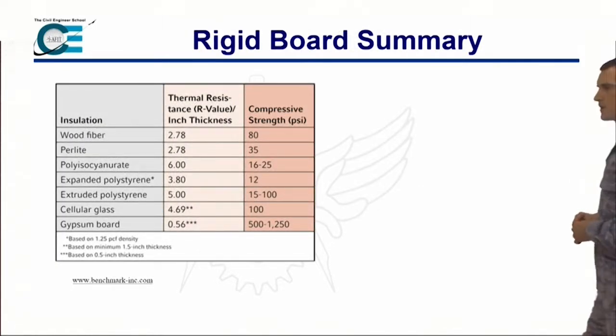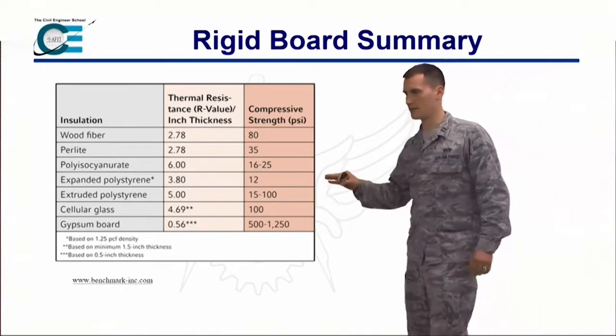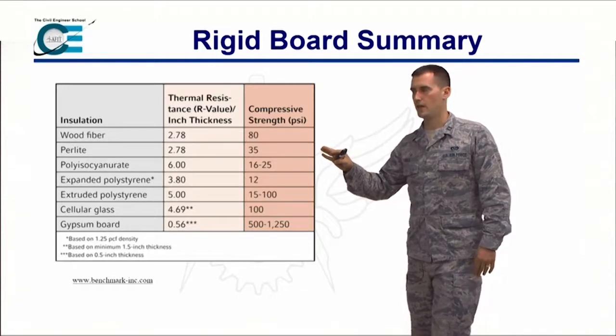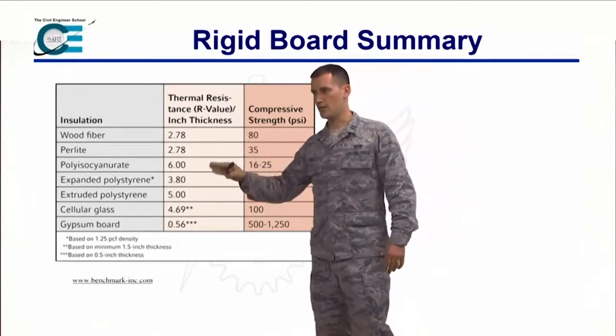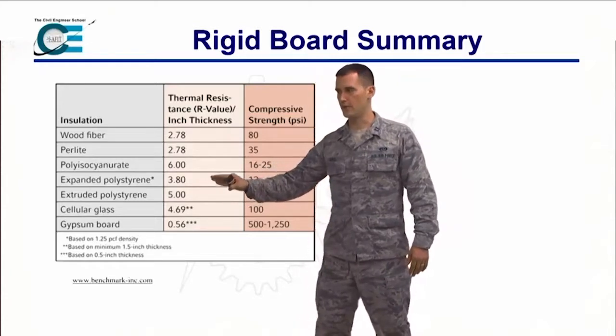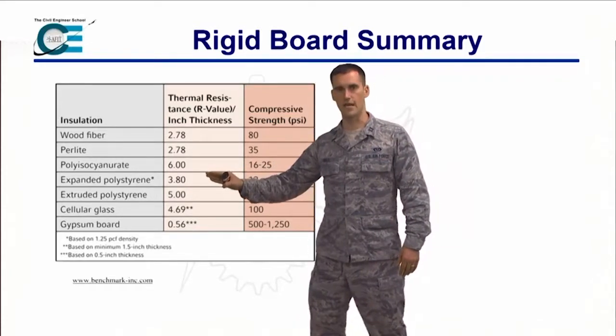So I don't know how well this one comes through. Maybe those on Adobe Connect, it's a little bit difficult to read these. But this is a good summary of the different types of insulation we talked about. What are their R values? You can see that ISO board has an R value of 6 for every inch.